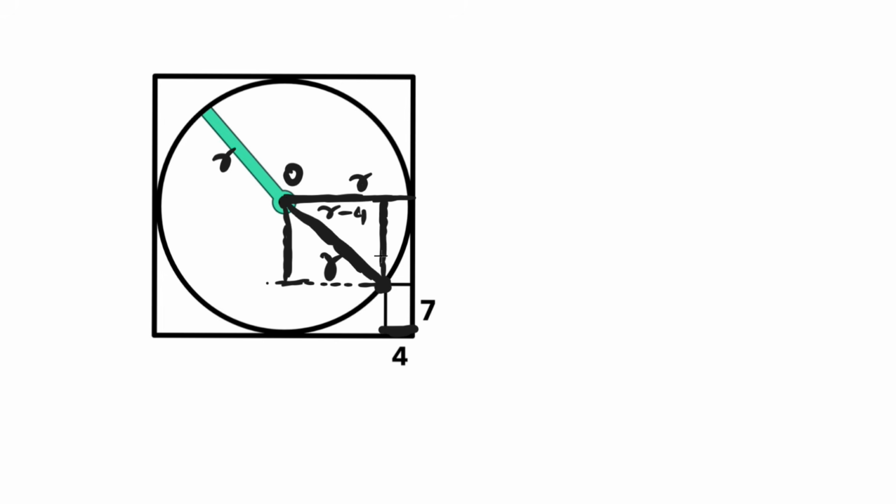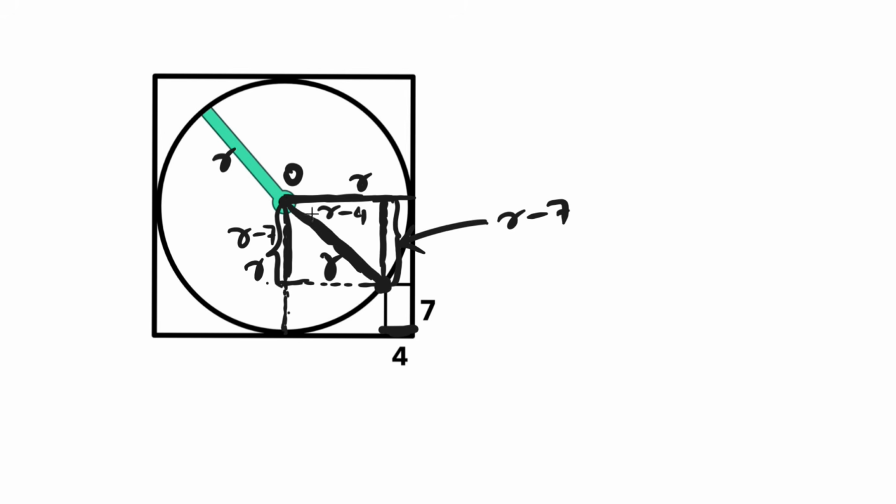Now let's do the same thing vertically. The distance from the center of the circle down to the bottom side of the square is also R, because that is another radius. The small rectangle has a vertical height of 7 units. So the remaining vertical portion is R minus 7. And now, notice what we have created.